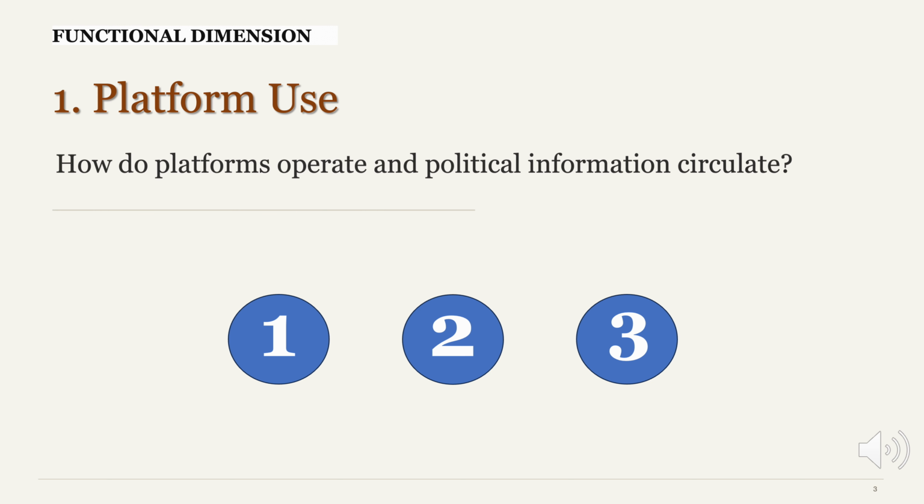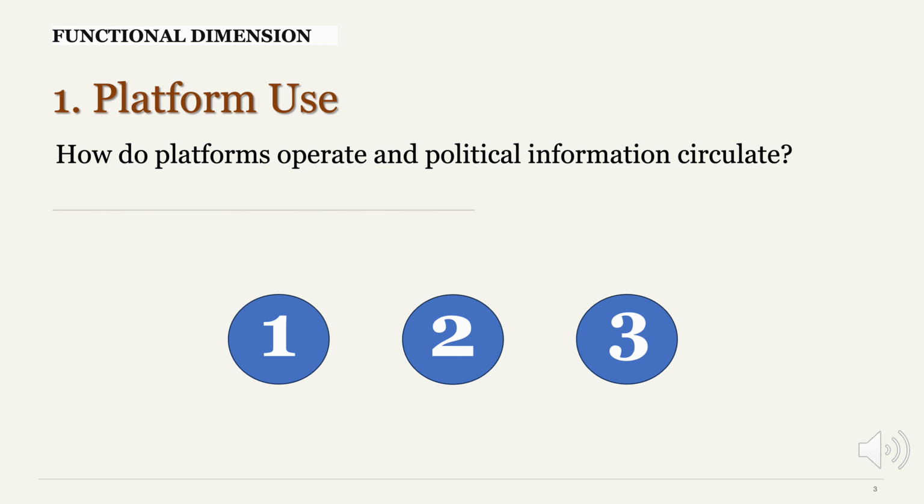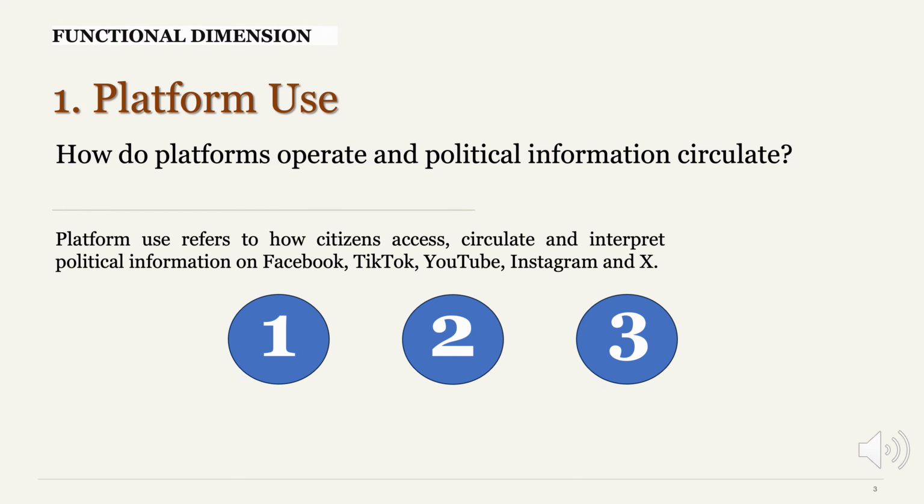Let's first talk about the use of online platforms. Most citizens do not go online looking for digital political literacy. They simply open Facebook, TikTok, YouTube, Instagram, X, or other social media platforms. But what users see on these sites is not random. Online platforms shape which political messages appear, who sees them, and how far they travel across their networks.